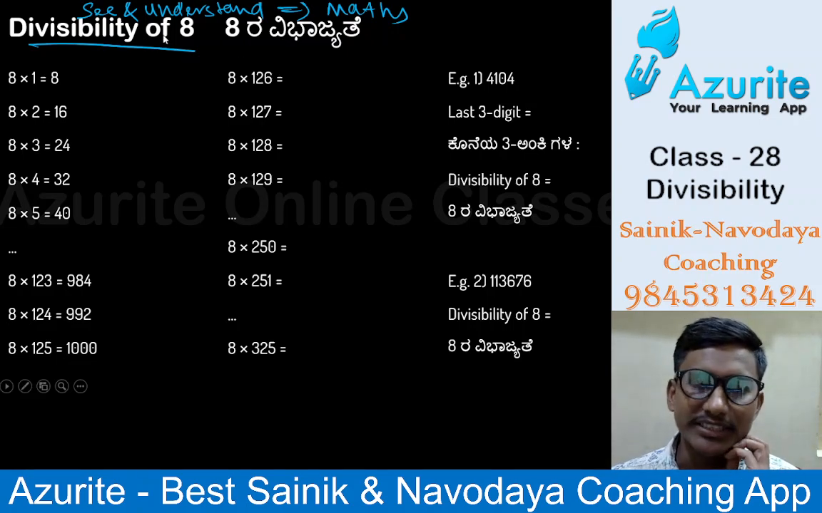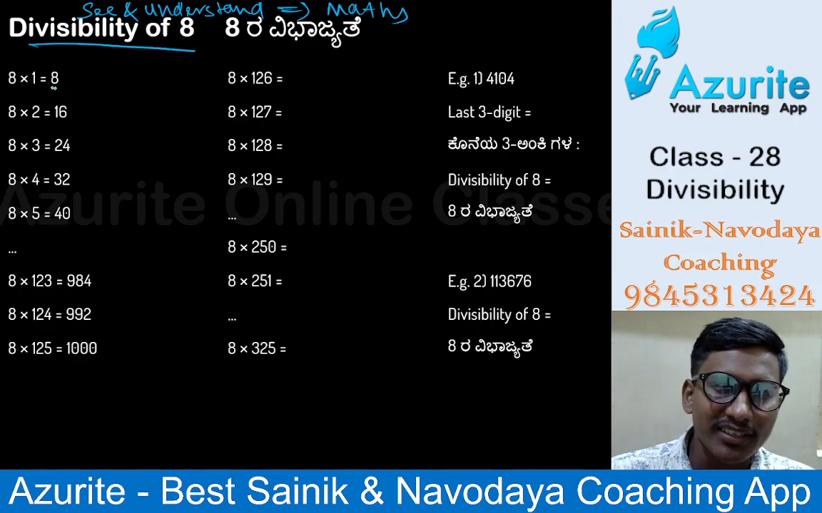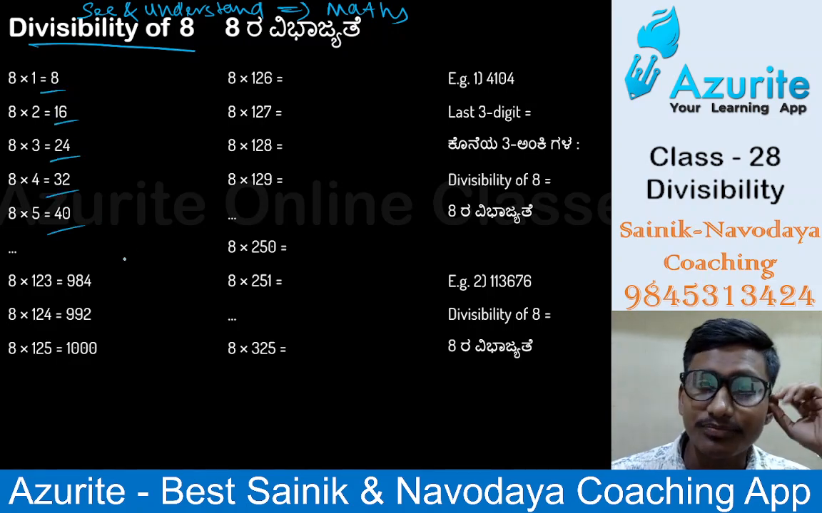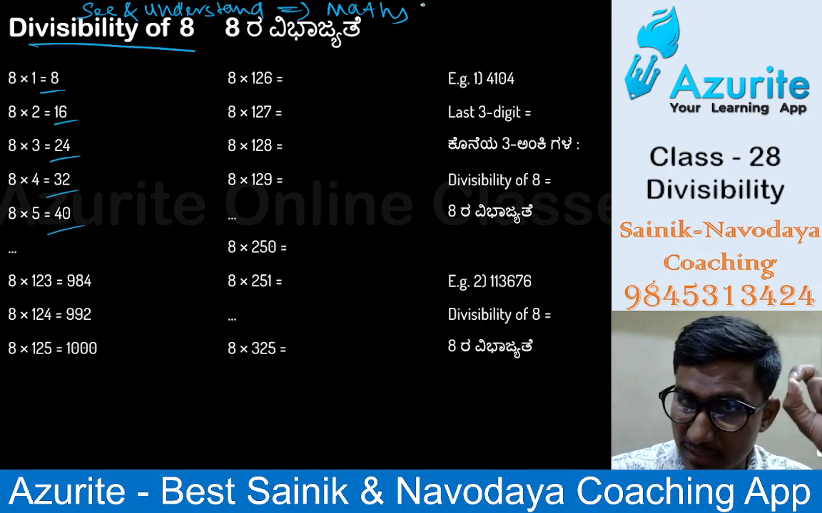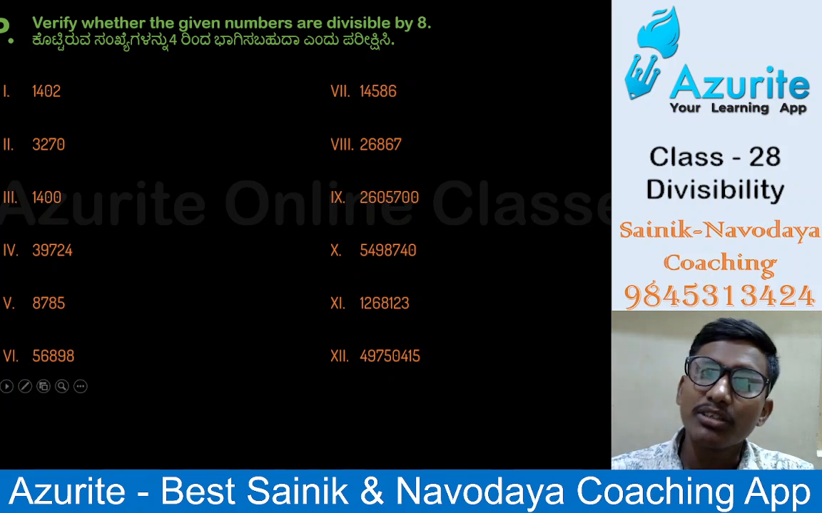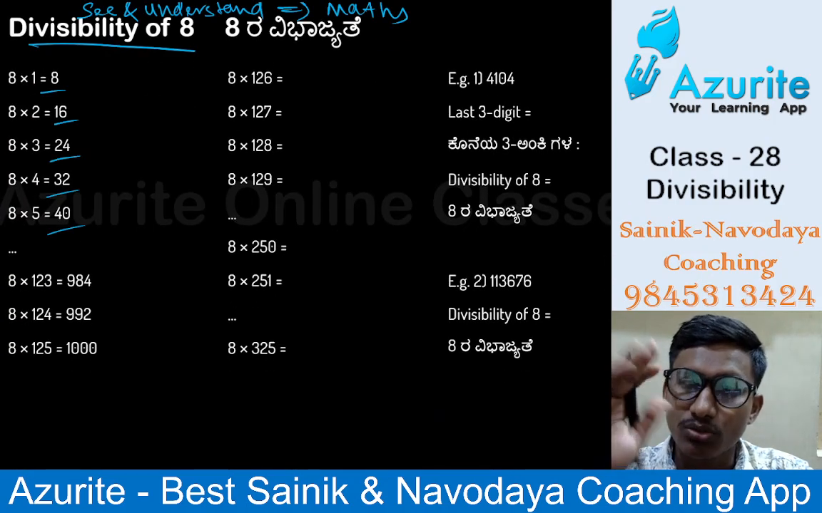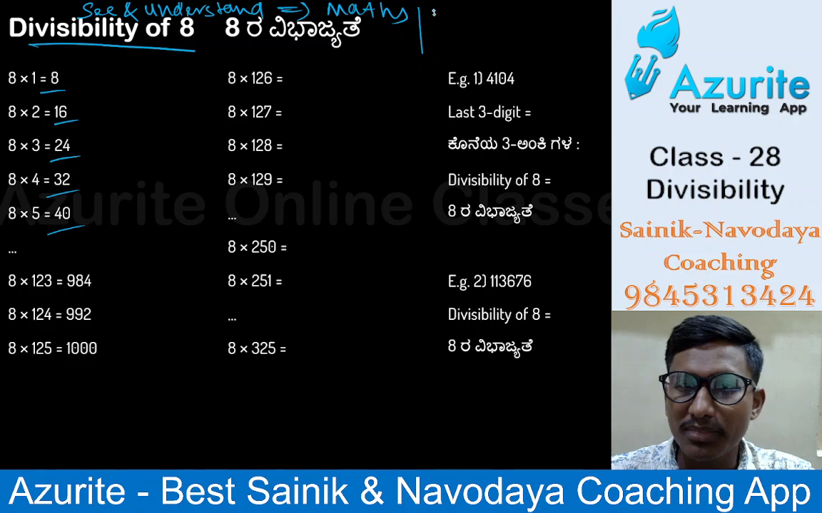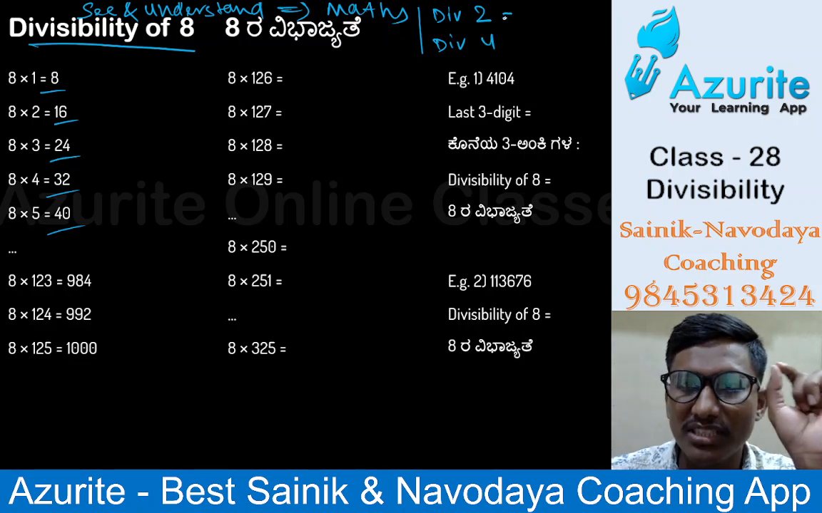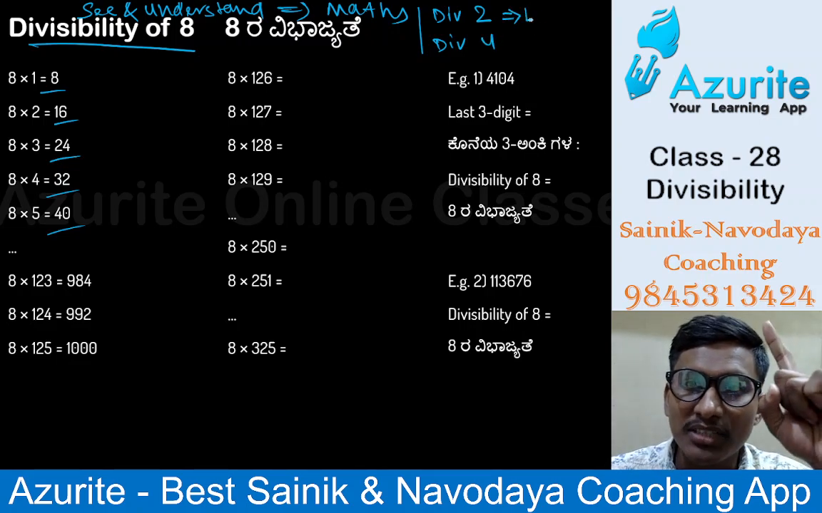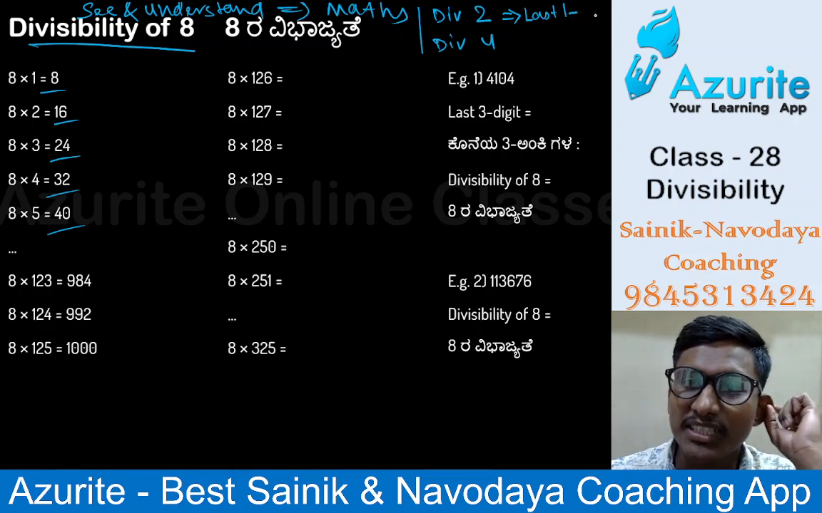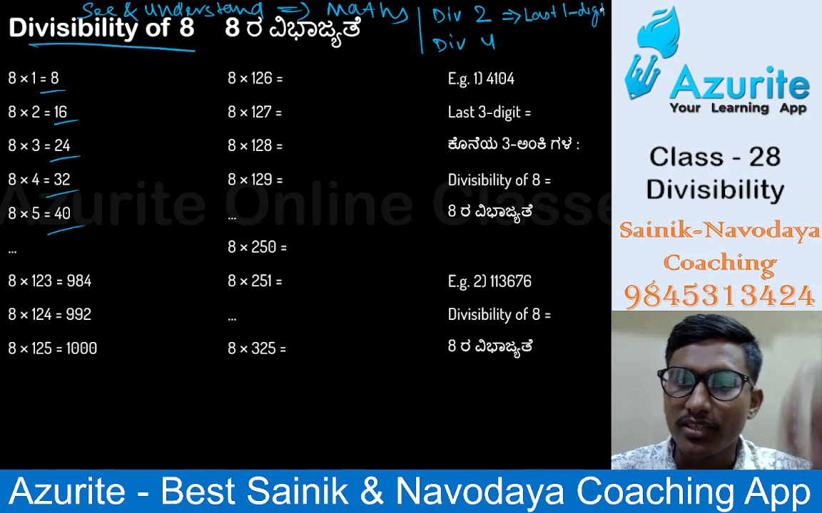So, divisibility of 8. Let us see the 8 table. 8 ones are 8, 8 twos are 16, 24, 32, 40. In the 2 table, you remember the divisibility of 2 and the divisibility of 4. In the divisibility of 2, the last 1 digit should be 0, 2, 4, 6 or 8.